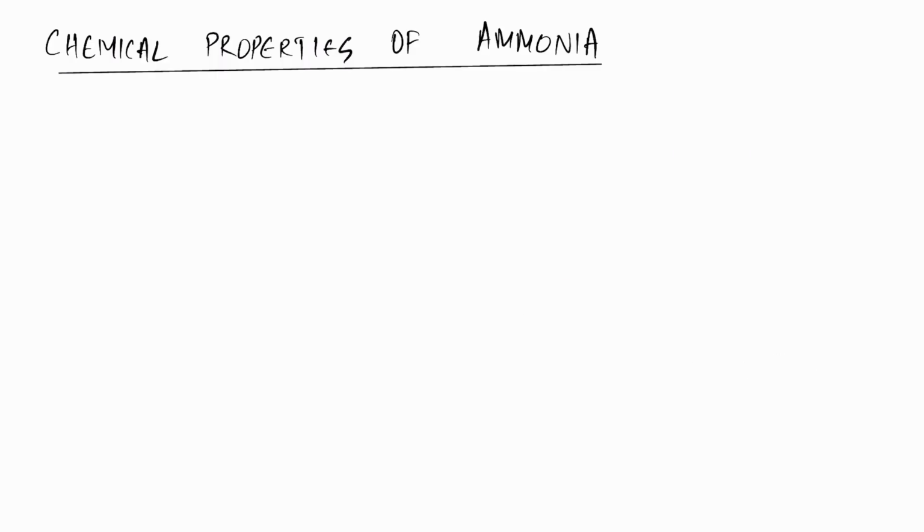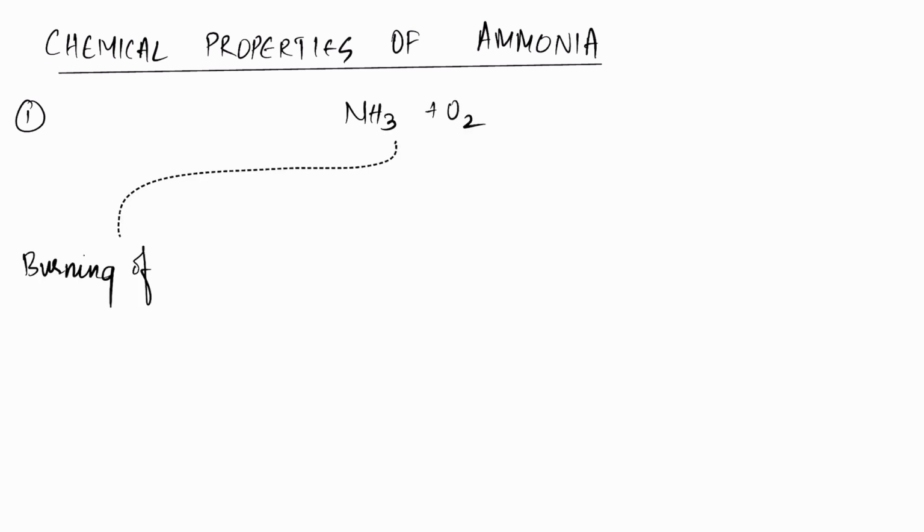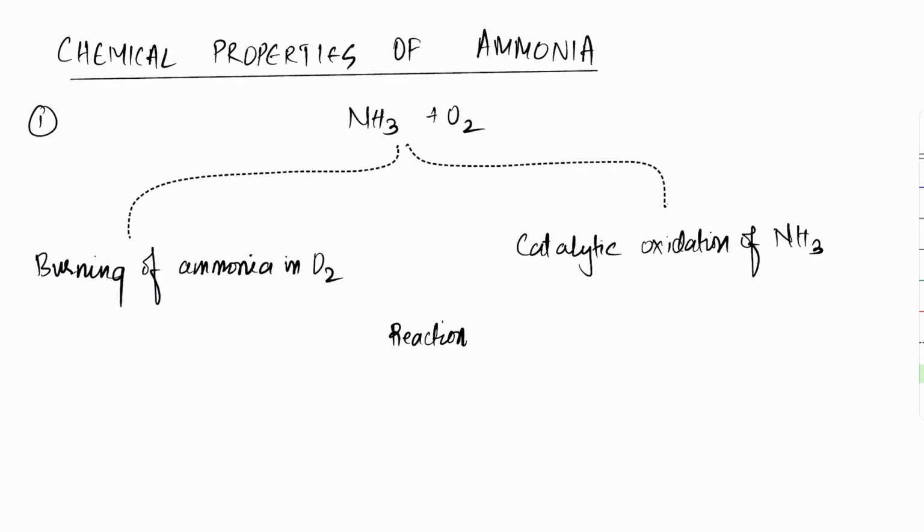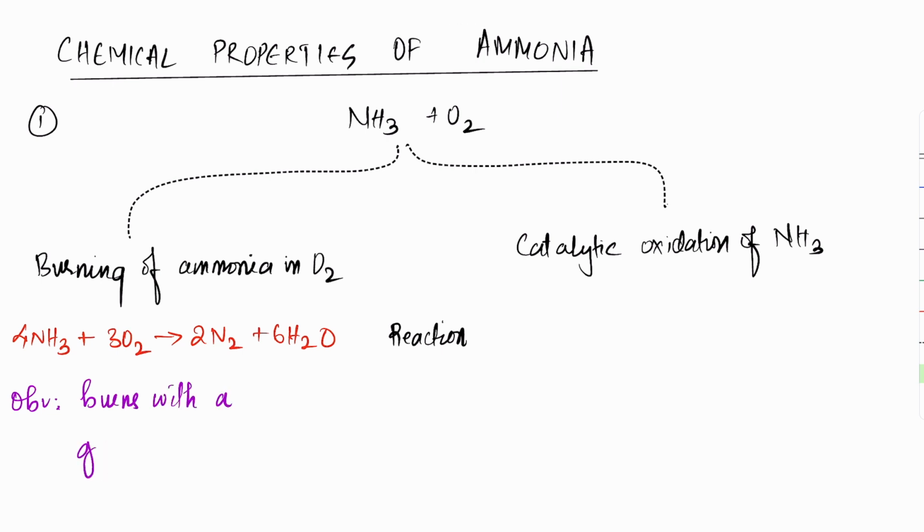Now let's look at the chemical properties of ammonia. The first property is when ammonia reacts with oxygen. There are two cases. The first case is burning of ammonia in oxygen, and the second case is the catalytic oxidation of ammonia, that is in the presence of a catalyst. Let's look at the first case, burning of ammonia in oxygen. The reaction in this case is ammonia reacts with oxygen to form nitrogen and water. Here you will observe it burns with a greenish yellow flame.